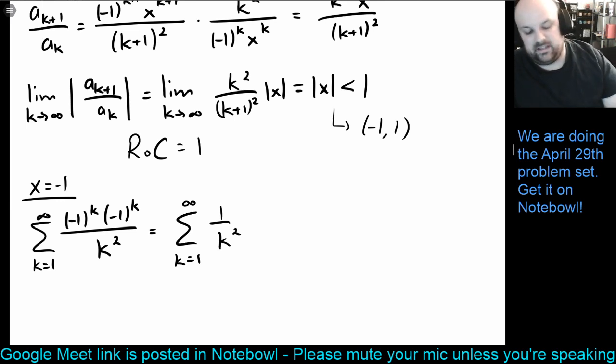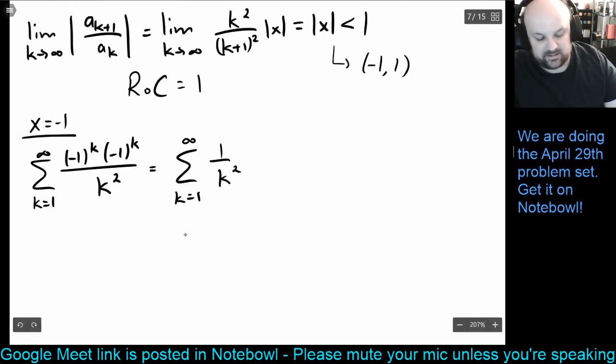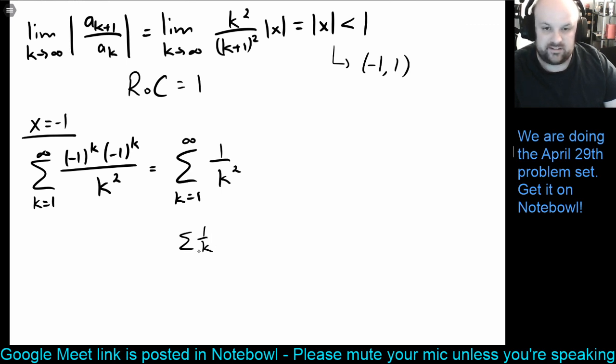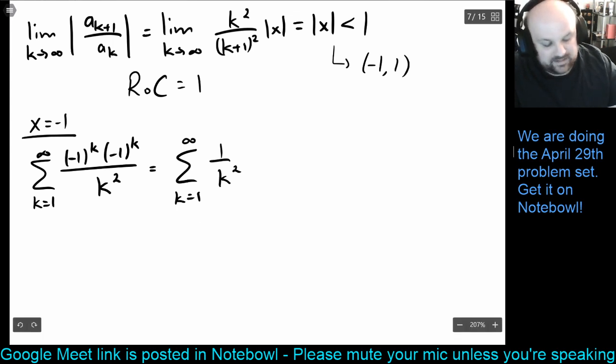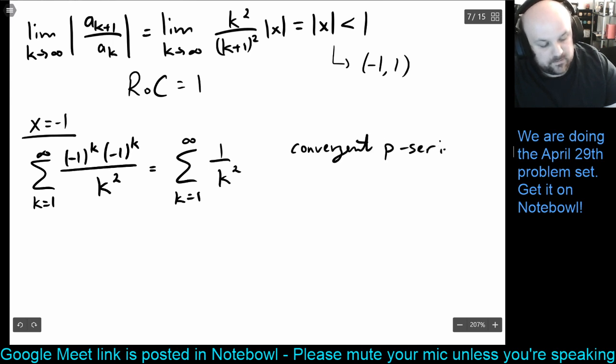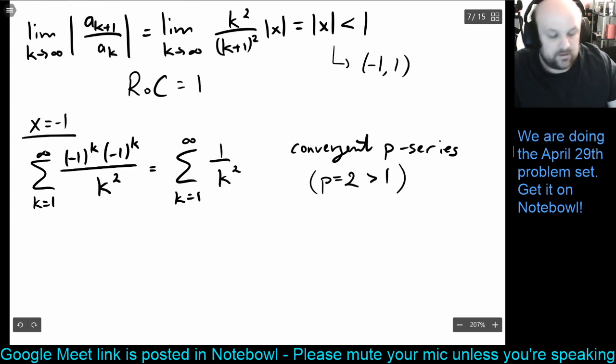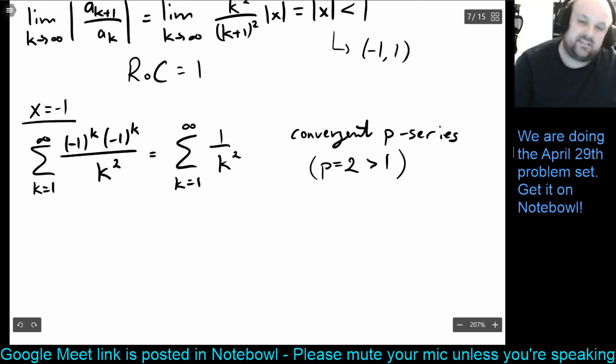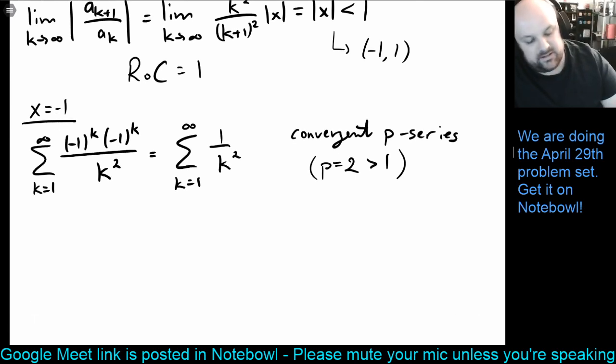Right? And again, the harmonic series, the sum of 1 over k, is a divergent series. And that's a good example of it. Yeah, so this is a convergent p-series. Here p is 2, which is bigger than 1. So yeah, exactly. That's how you attack this one.